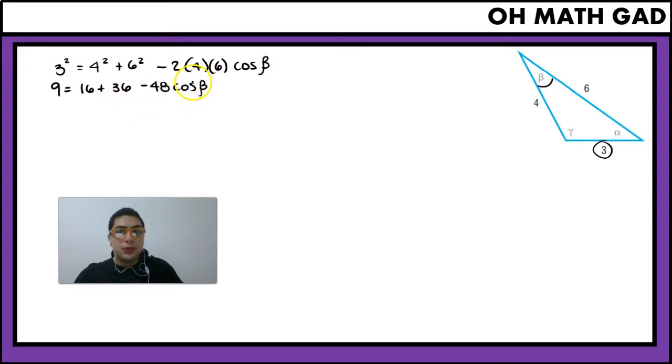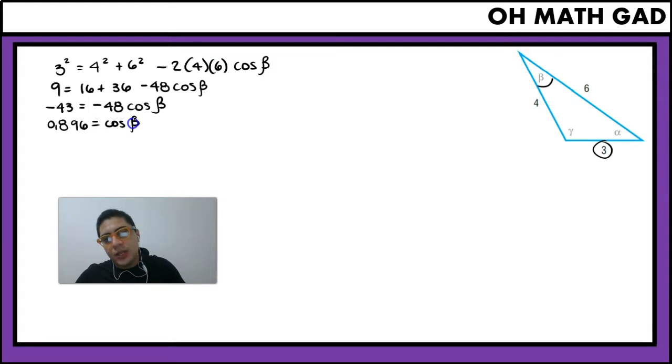And then we have to isolate the cosine. So the 16 and the 36 are going to move to the left side because they are adding. They're going to move subtracting. So 9 minus 16 minus 36 is going to be a value of minus 43 equals minus 48 cosine of beta. This minus 48 is multiplying, so it's going to pass to the other side dividing the minus 43, and that is going to give us a value of 0.896, and that is going to be the value for the cosine of beta.